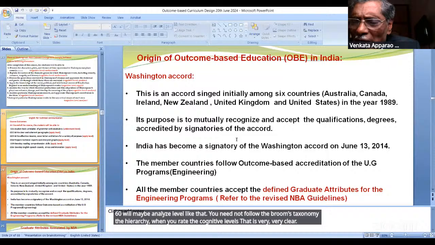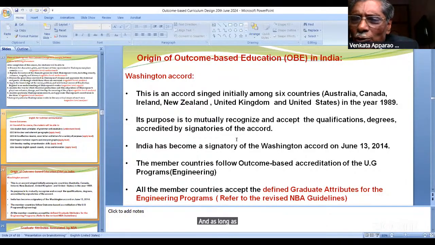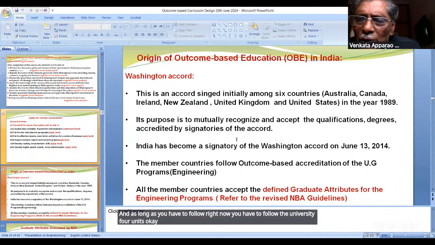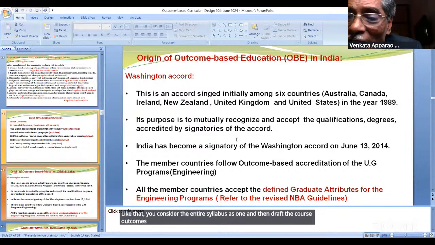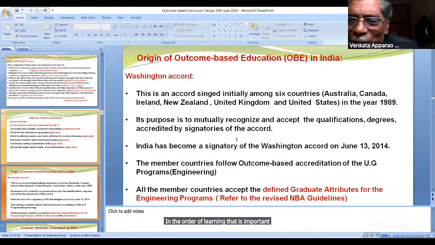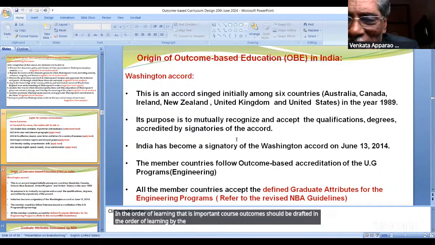And right now you have to follow the university's 4 units. You follow 4 units, but you need not have 4 course outcomes. You can have 5 course outcomes, even among the 4 units. Like that, you consider the entire syllabus as one and then draft the course outcomes in the order of learning. In the order of learning, that is important. Course outcomes should be drafted in the order of learning by the student. That is also very, very important.